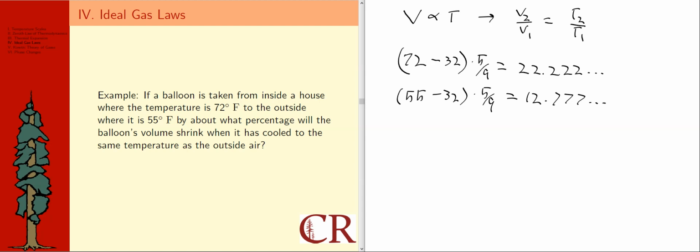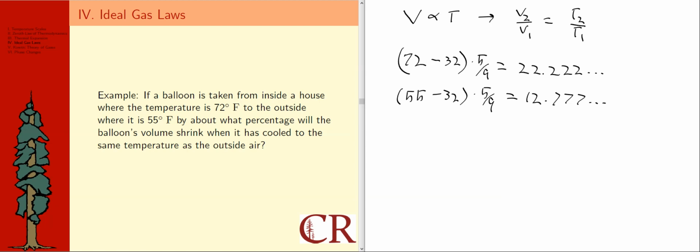The question asks for the percentage that the balloon's volume will shrink. So I'm going to take the lower temperature over the higher temperature. And then, if I got something like 0.95 for that, I would interpret that as a 5% reduction. So I'd be able to read off the percentage change, assuming that the higher temperature is what corresponds to 100%.